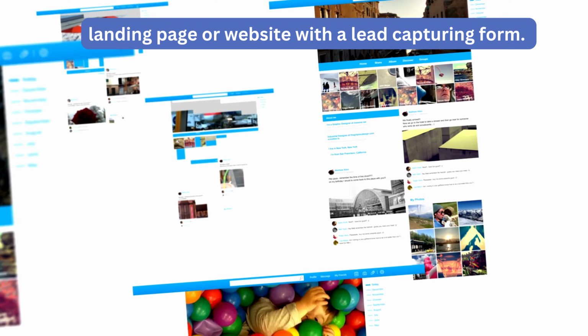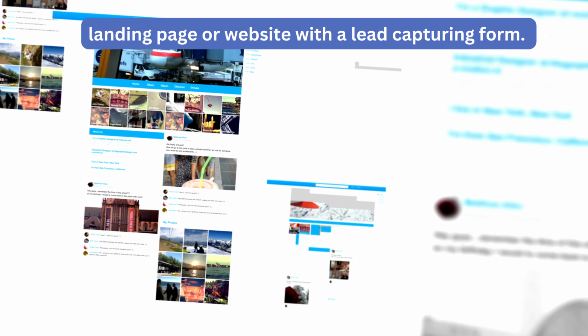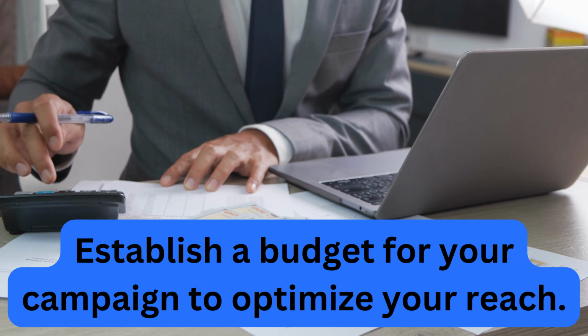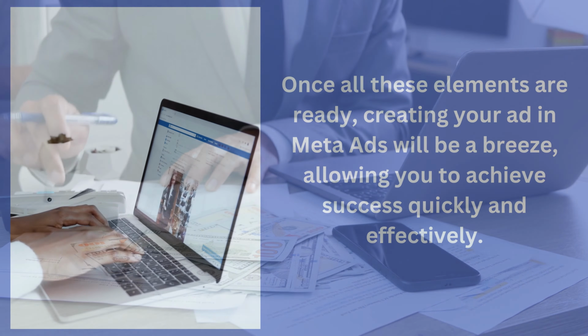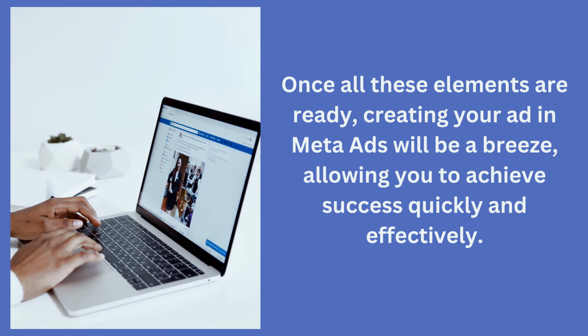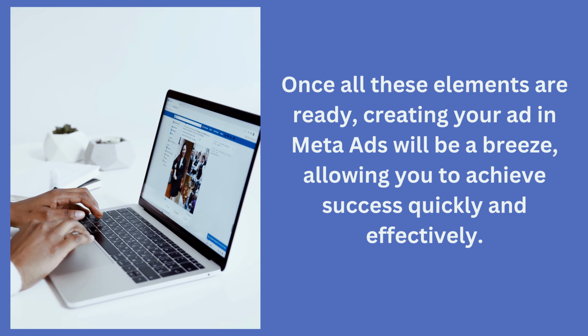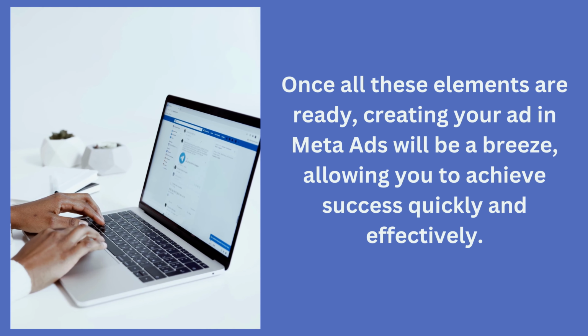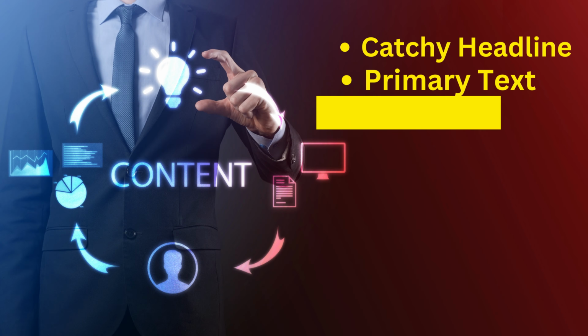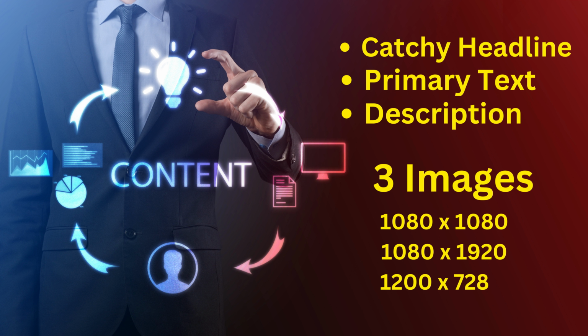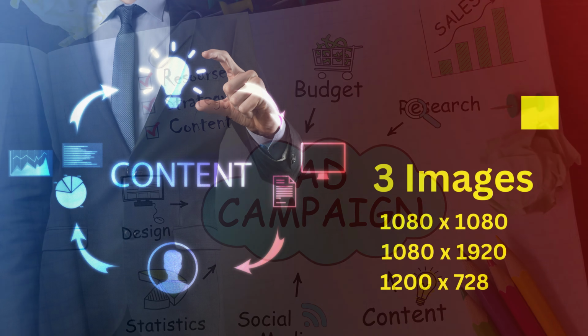For example, if you want to drive traffic, have a landing page or a website with a lead capturing form. Establish a budget for your campaign to optimize your reach. Once all these elements are ready, creating your ad in Meta Ads will be a breeze, allowing you to achieve success quickly and effectively. The text content which you need before you set up your ad campaign is catchy headlines, primary text, and description. Image sizes should be 1080 by 1080 pixels, 1080 by 1920 pixels, and 1200 by 728 pixels.